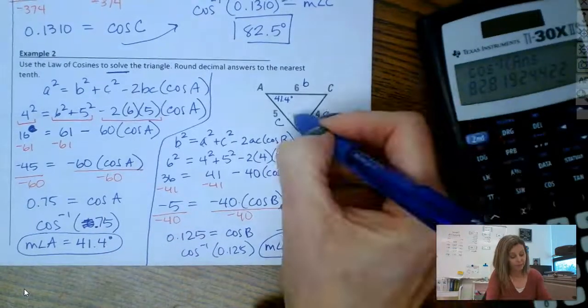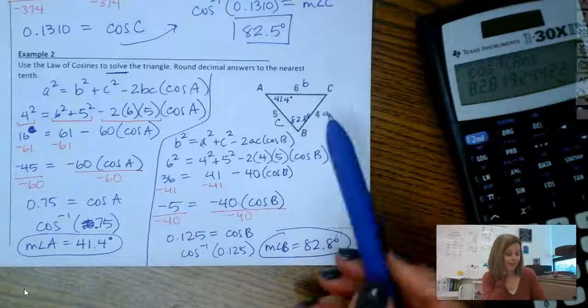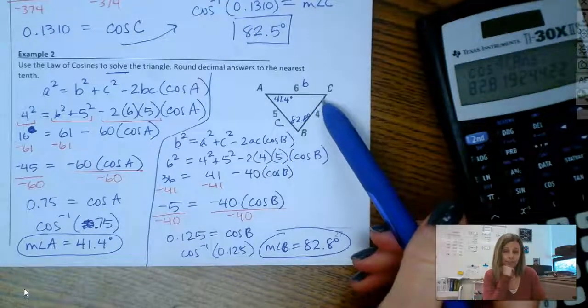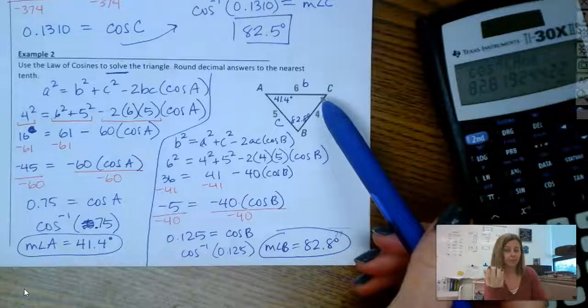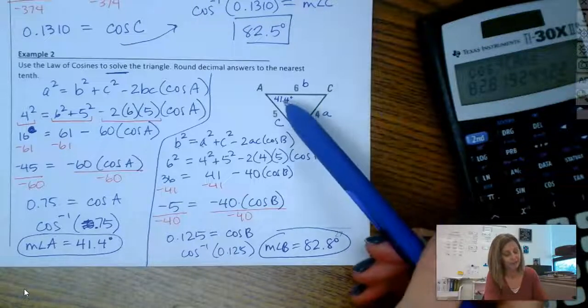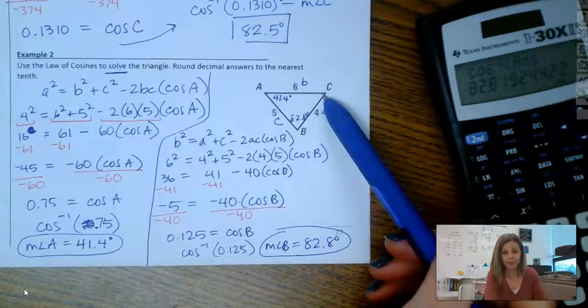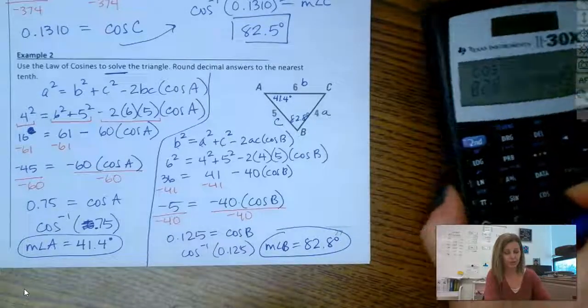All right, so if you have, let me add 82.8. So at this point, I just need one more angle. And I know triangles have a sum of 180 degrees. So I don't need to redo another law of cosines. Let's just do the subtraction here.